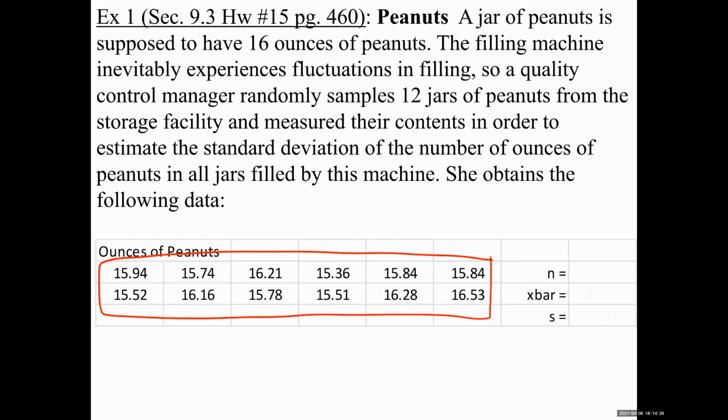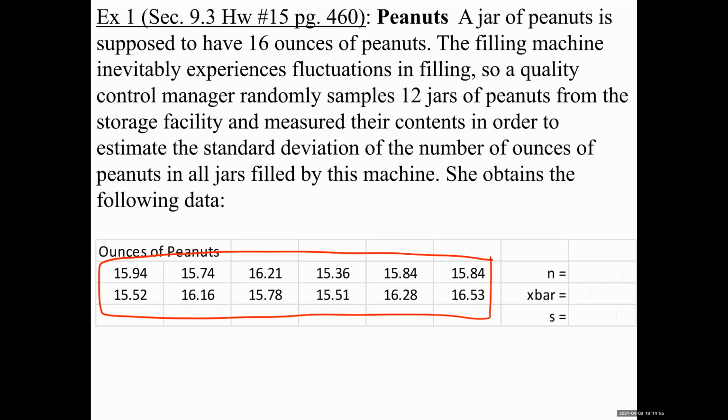And it makes sense. Some jars get maybe a couple of extra peanuts, some jars maybe a couple of peanuts fall out or whatever. It's just so hard to get it exactly 16 ounces. But we set the machine to make it 16 ounces. So now what we want to measure is, is the machine consistent enough? If they're not all exactly 16, are they all close enough to 16 where we're happy?